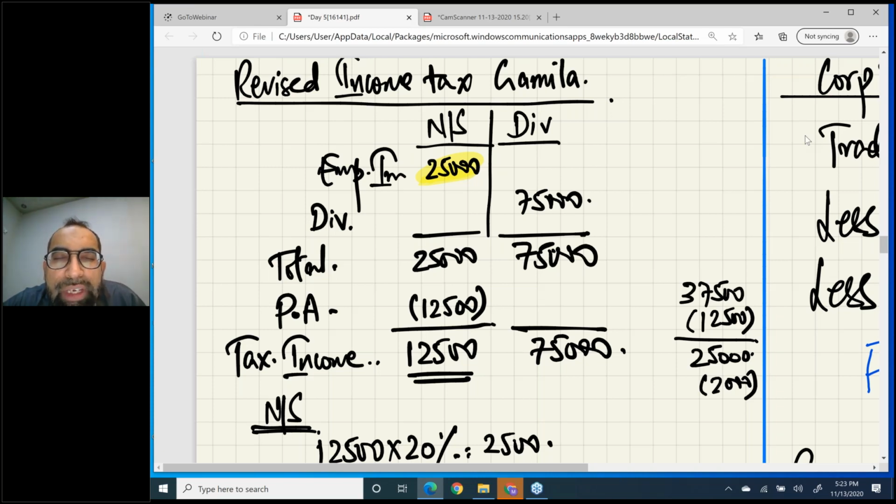When your ANI is exactly 100,000, that means 0 to 100,000 you will be eligible for the fixed personal allowance of 12,500. Now, what's your taxable income? Personal allowance is always deducted first from non-saving. First priority of personal allowance is non-saving. So 25,000 less 12,500 is taxable. Non-saving income is 12,500 and 75,000 is dividend.